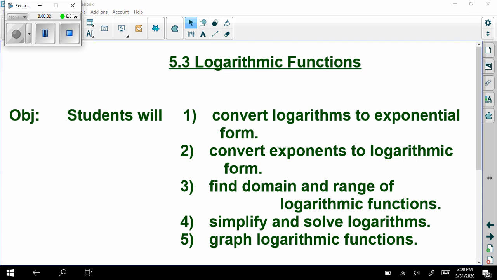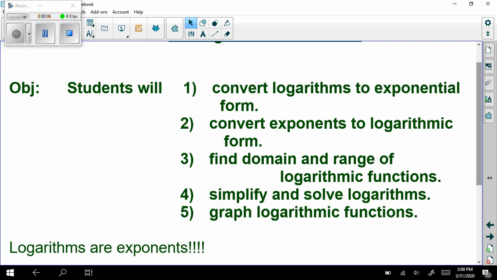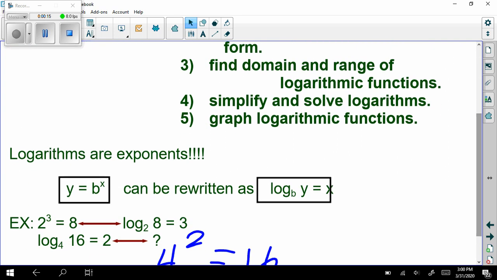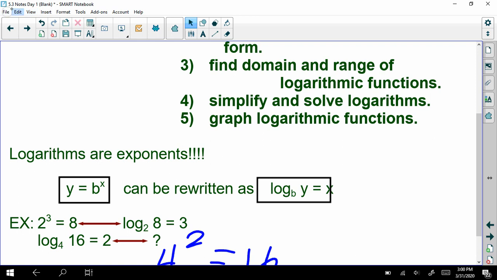Hey guys, we're going to talk about logarithmic functions this time, converting logs to exponents and vice versa, as well as talking about domain and range, simplifying some equations, and graphing log functions.